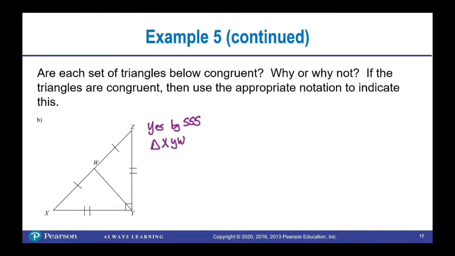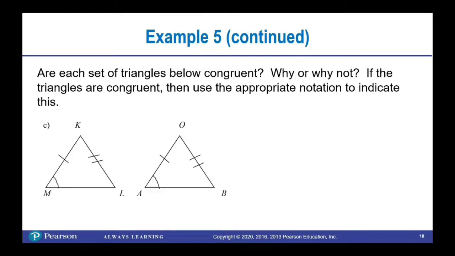How I name my first triangle doesn't matter, so I'm going to name it XYW. Use your symbol for congruent, and then I start thinking about my matching pieces. X and Z match, Y matches Y, and W matches W. Look at part C. In part C, we have an angle, a side, and a side. Now notice the angle is not between the two sides here. So I do not have enough information to decide if these two triangles are congruent. That angle would need to be between the two sides.